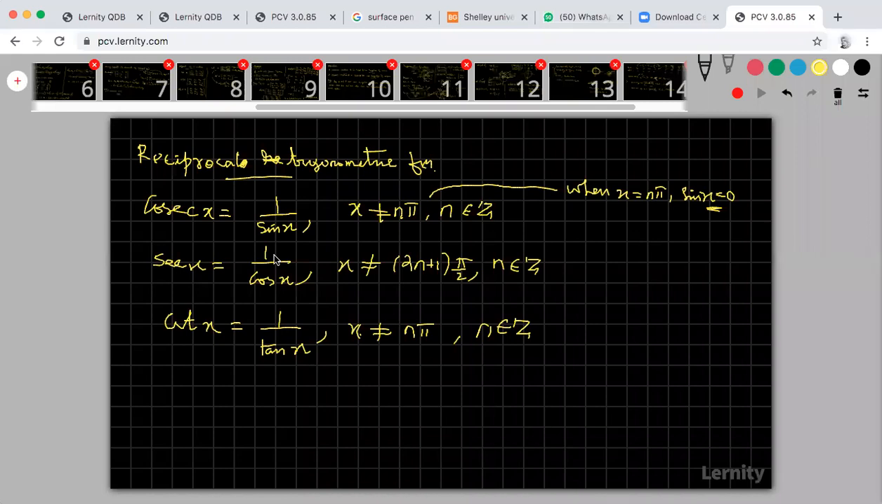Similarly, secant x is 1 by cos x, which is undefined when x is equal to 2n plus 1 pi by 2. So x not equal to 2n plus 1 pi by 2, we define secant x. Similarly, cot x: cot x is defined as 1 by tan x, x not equal to n pi. These are the reciprocal trigonometry functions.